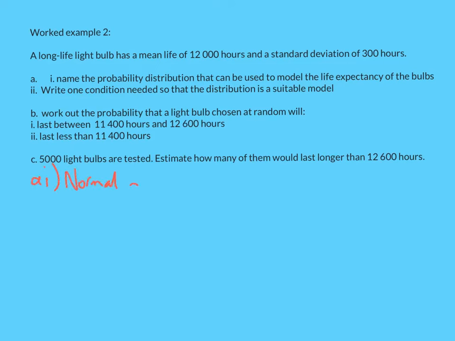Okay, so first of all, the normal distribution. But I can't just use that without assuming a couple of things. And it says to me, write one condition that I need. Well, there's a couple that I need. First of all, if we look back to our definition, it has to be continuous data. But also we have to assume that it's symmetrical about the mean.